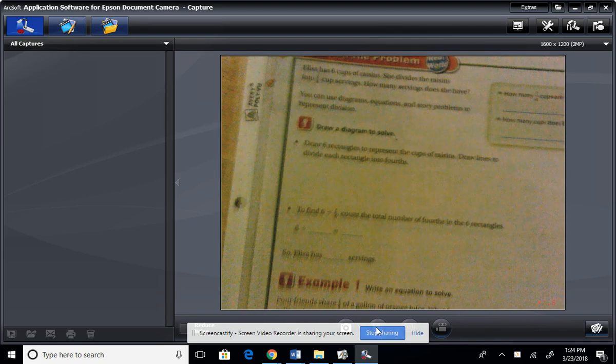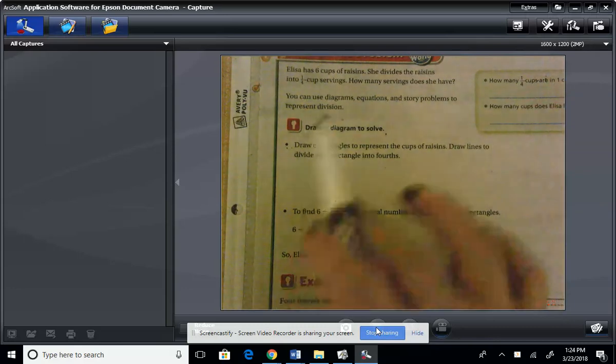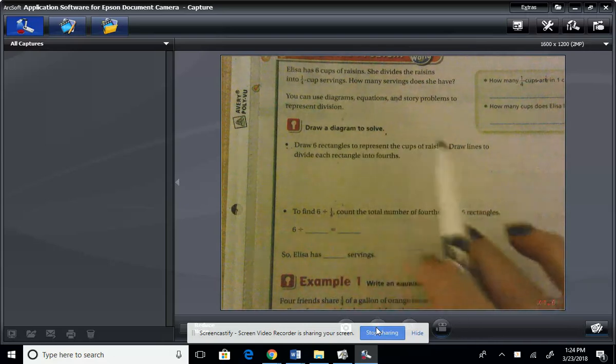Okay, guys, we're going to interpret division with fractions. Elise has 6 cups of raisins. She has divided the raisins into 1/4 cup servings. How many servings does she have? You can use a diagram, equations, or story problems to represent it.